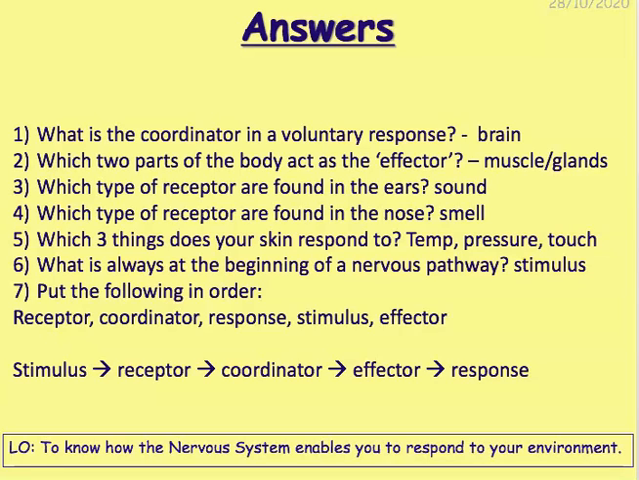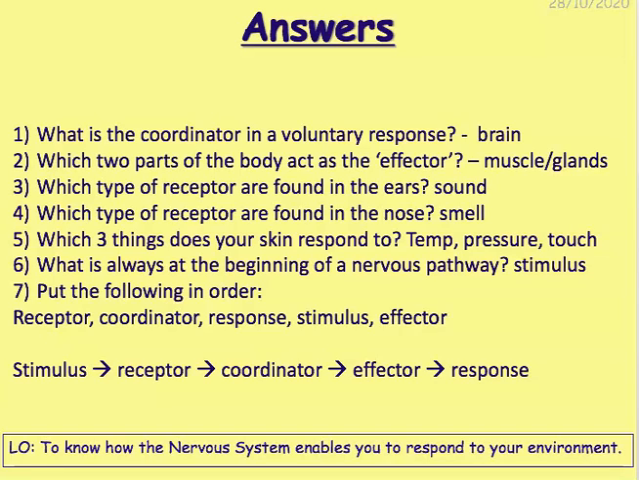Number 3, which type of receptor are found in the ears? They are sound receptor cells. Number 4, which type of receptor are found in the nose? They are smell receptor cells. Number 5, which 3 things does your skin respond to? Temperature, pressure, and touch. What is always at the beginning of a nervous pathway? It is a stimulus. You have to respond to something, so the stimulus will always be at the beginning.